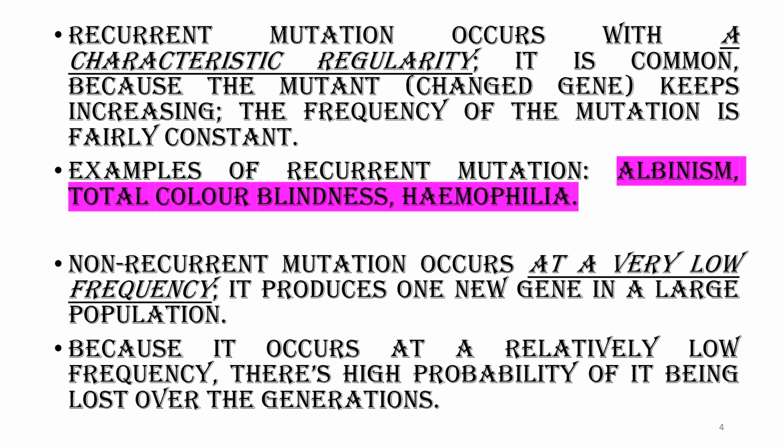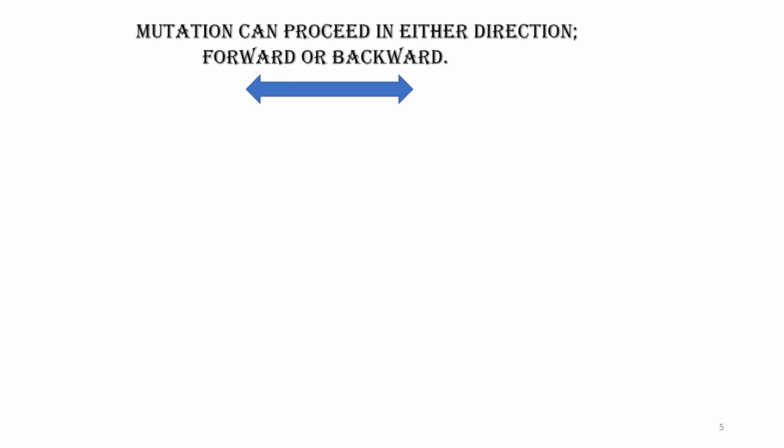Mutation is non-recurrent when it occurs at a very low frequency, and this type of mutation may produce one new gene in a very large population, and it's not always happening at a quick frequency. Because it occurs at a relatively low frequency, there's a very high probability of it being lost over the generations. Mutation proceeds in either direction, which will be forward or backward mutation.